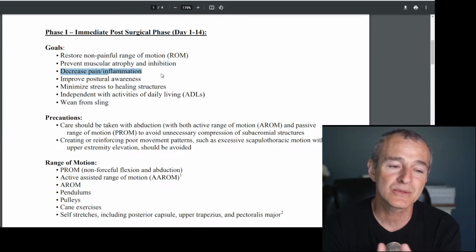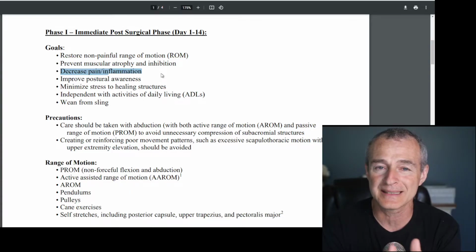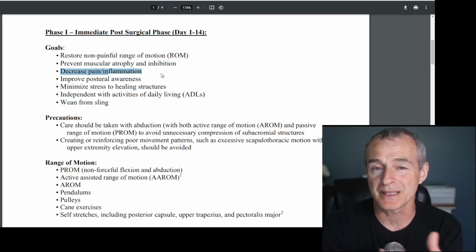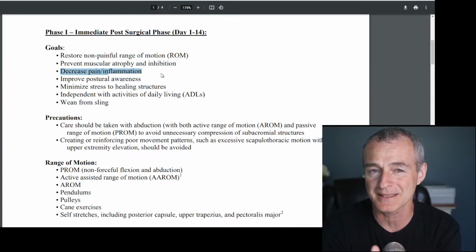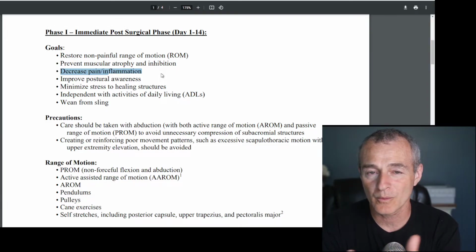And we want to build independence toward ADLs. ADLs are activities of daily living. So think of your basic stuff, right? You're bathing, you're eating, you're dressing, sleeping, positioning, lifting, carrying, all of those things that you have to do on a normal daily basis. Those are ADLs. We want to improve and regain function in that. And then, of course, we want to move away from the sling.